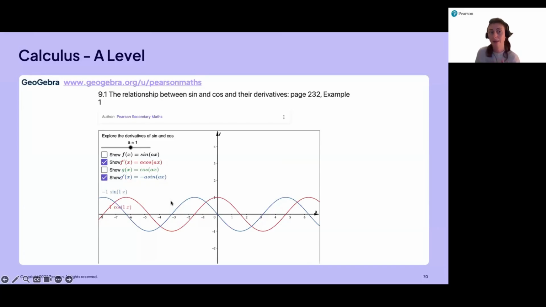Briefly, again, just pointing you in the direction of GeoGebra resources that relate directly to the things I'm talking about. So this is showing multiple graphs on one sketch of, in this case, you can show f of x and you can show the derivative, so f dash of x.